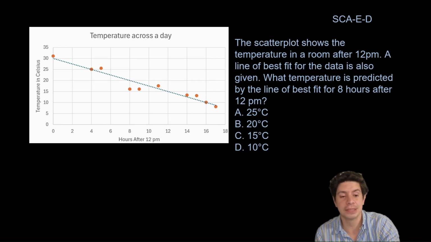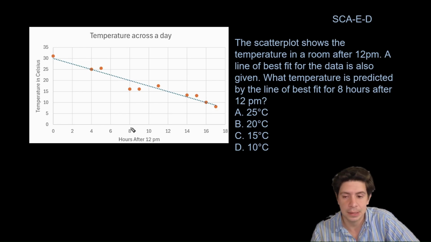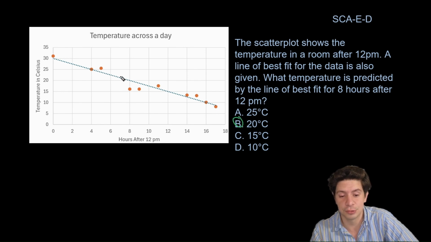So this is about using it to get real world data. So 8 hours after 12 p.m., that's going to be here. So by the line of best fit, don't go with the dot there, which is going to be around 15. Go with this, which is 20, B, because we're interpreting based off the line of best fit, not the actual dot. So that's what's predicting it, the line of best fit.